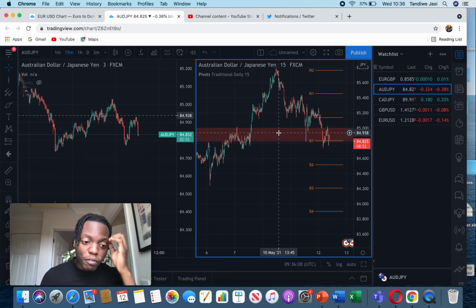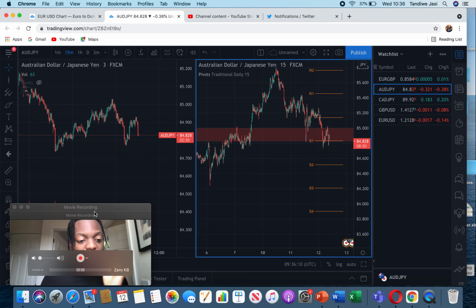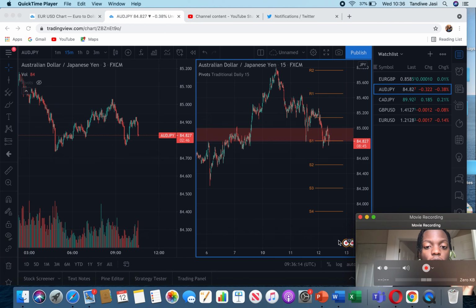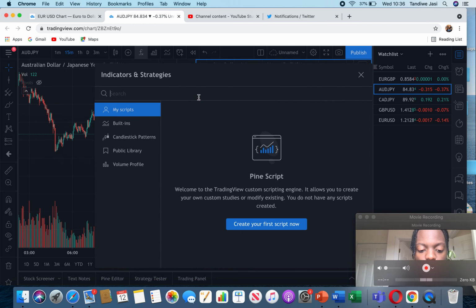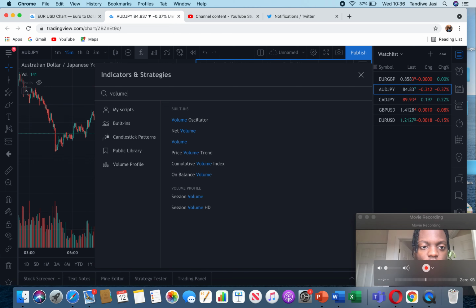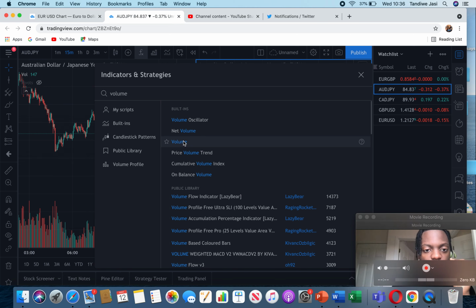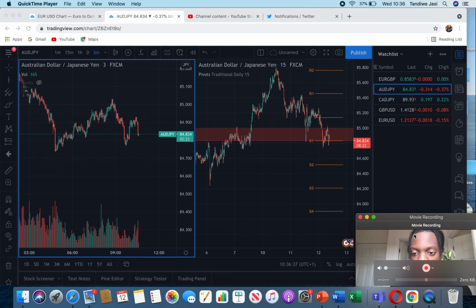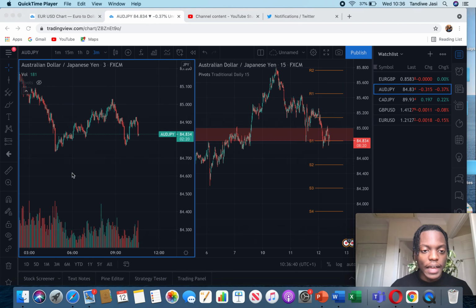Like I've explained before, I'm going to talk about the indicators that I use. The first indicator that I use is volume. Everyone knows this fx area here, the little indicator thing on TradingView. I'm clicking it, and you type in volume. That's the third one here. You click on that, and once you've clicked on that, you're going to see these bars, these histograms. I like them.